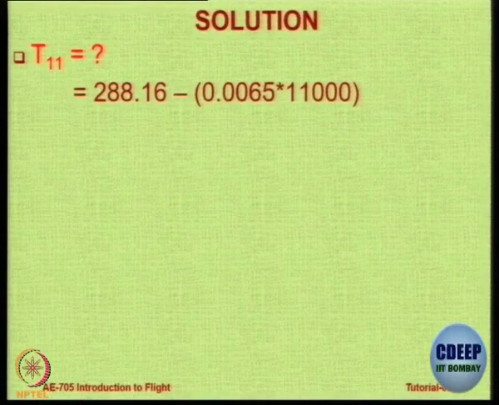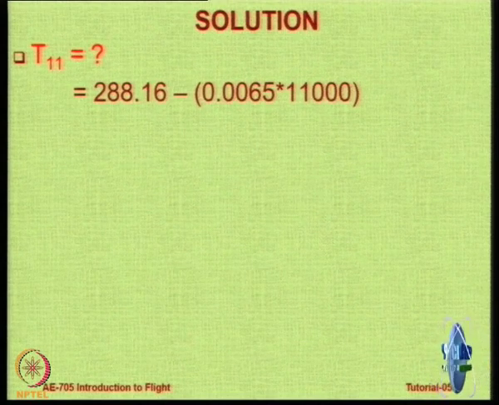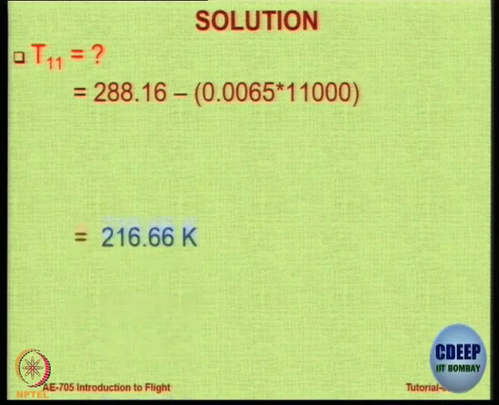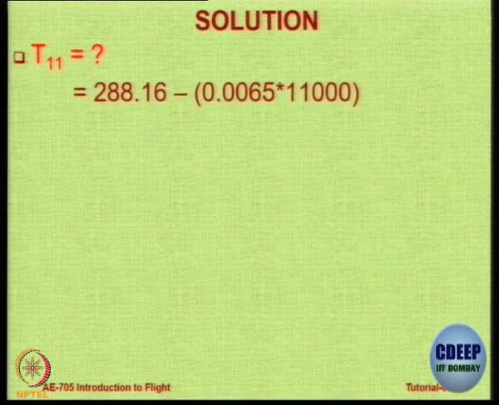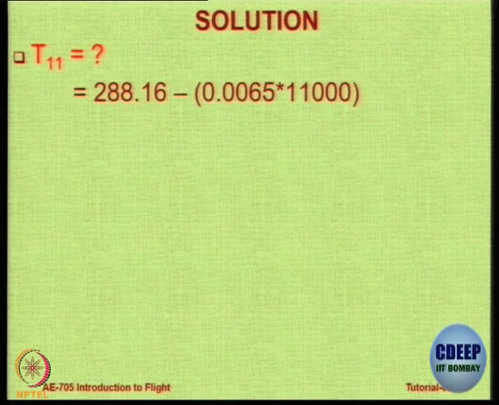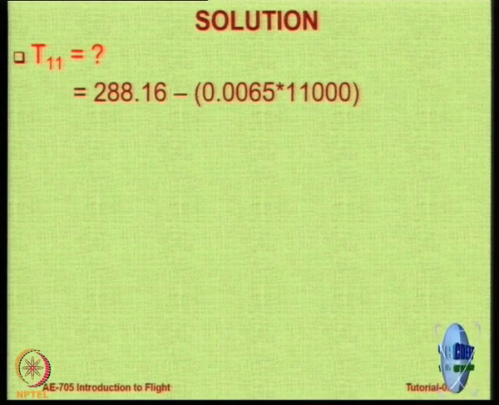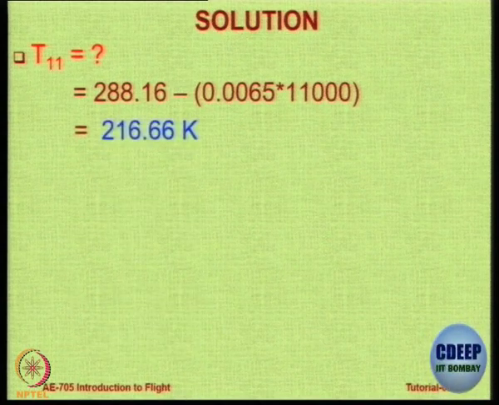So T11 stands for temperature of the ambient air at 11 kilometers under ISA conditions. We are assuming ISA conditions here because it says at a standard height of 11 kilometers. Okay. So please calculate and just announce the number. No need to raise a hand because that is too cumbersome. Just speak out. 216.66 degrees Kelvin is the temperature.